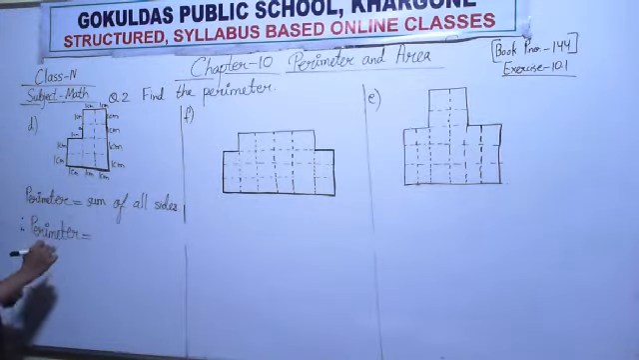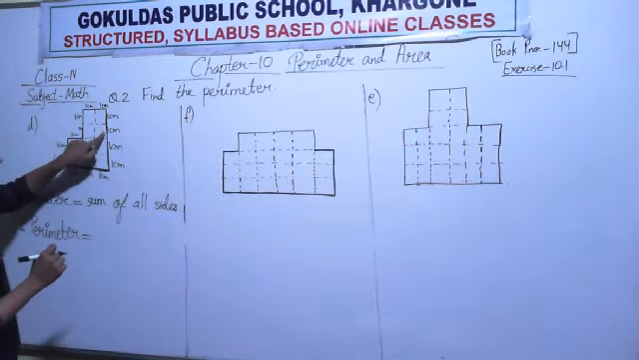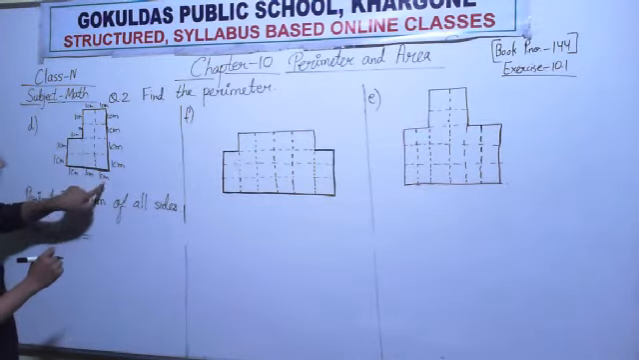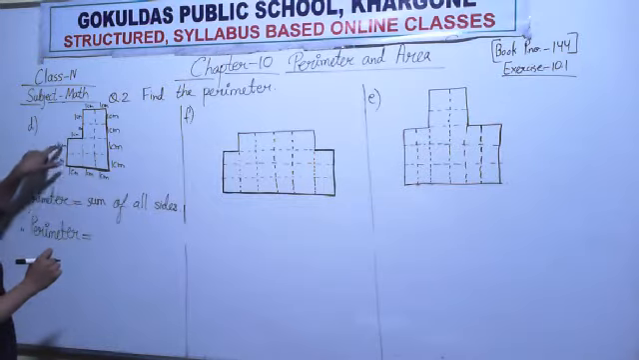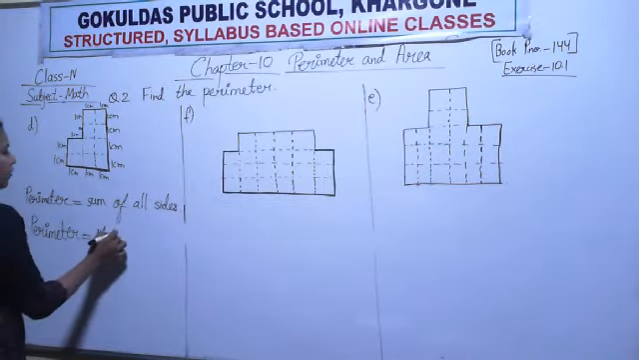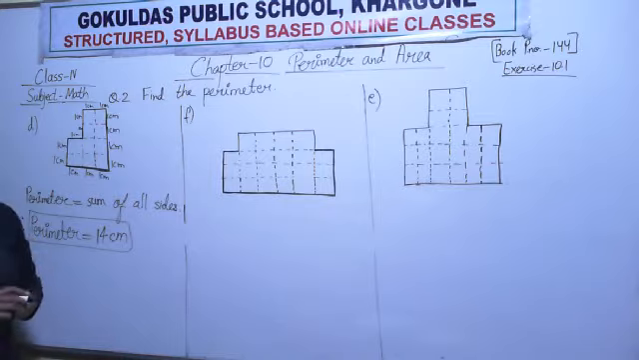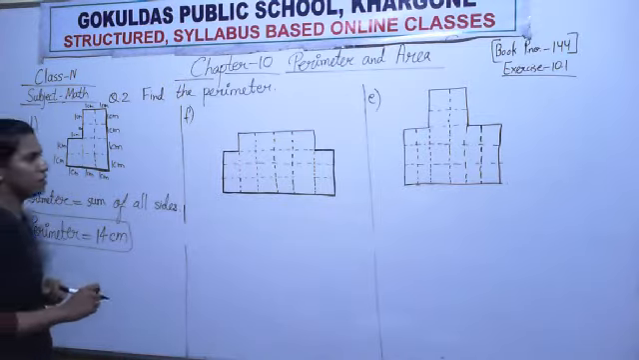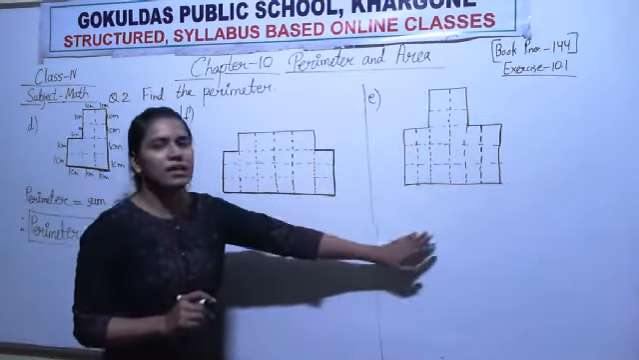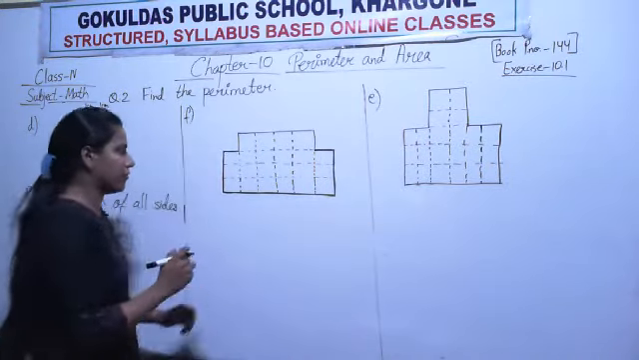So find the sum. The perimeter is equal to 1 plus 1, 2 plus 1, 3 plus 1, 4, 5, 6, 7, 8, 9, 10, 11, 12, 13, 14. So the perimeter here is 14 centimeter. So the perimeter of this figure is 14 centimeter. Now question number F. Question number E I have done later, so you drop question number E first, then F.